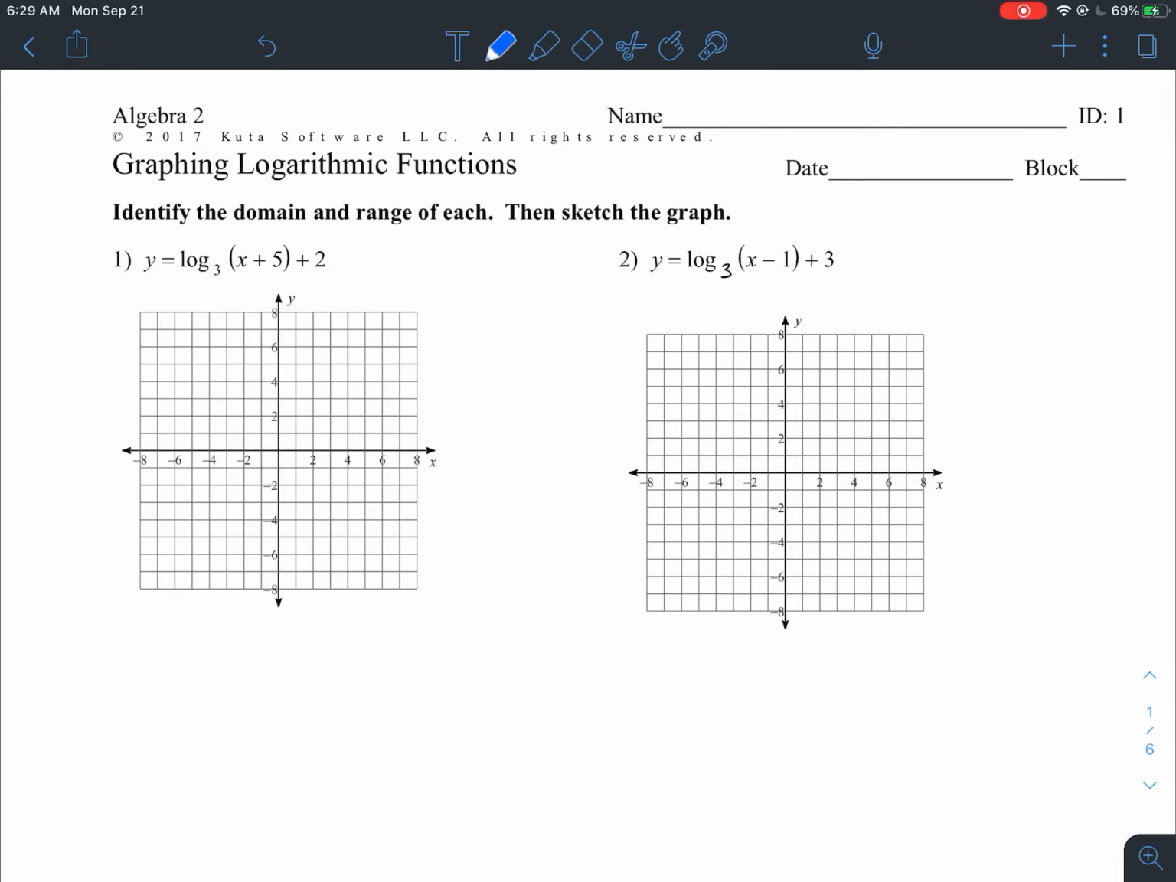All right, and today we're going to go over how to graph logarithms. Now, I know we already did this, but I got some feedback, and it definitely seems like you guys wanted some extra practice with this. So let's go ahead. We're going to go over how to graph logarithms.